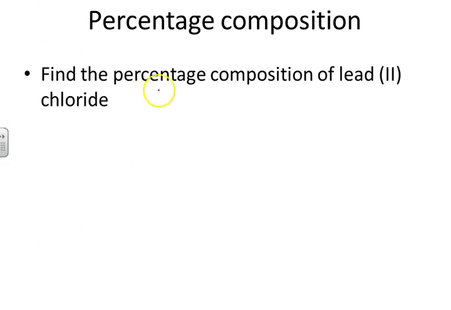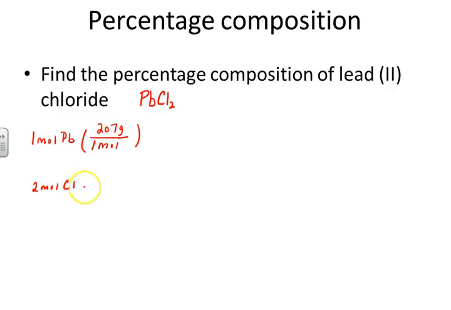Next problem, we want to find the percentage composition of lead-2 chloride. Lead-2 chloride is going to be PbCl2. So this means that we have 1 mole Pb and 2 moles of Cl. So we want to convert those to masses. And that gives us, let's see, 1 mole lead is 207 grams. 1 mole of chlorine is 35.5 grams.